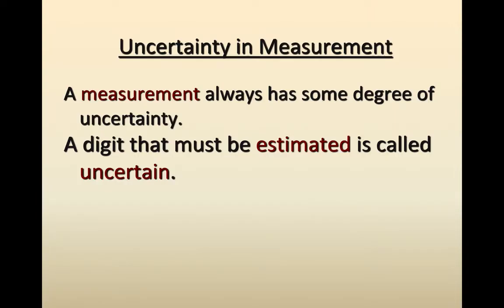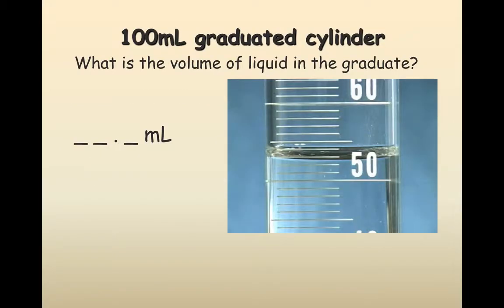Sig figs in science always reflect how accurate a measurement can be. There's only a certain amount of accuracy you can get with certain measurement devices, depending on how accurate the device is. That uncertainty is reflected in the sig figs. Sig figs is short for significant figures, by the way.